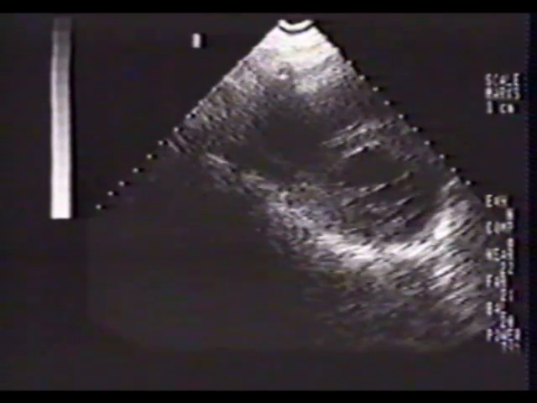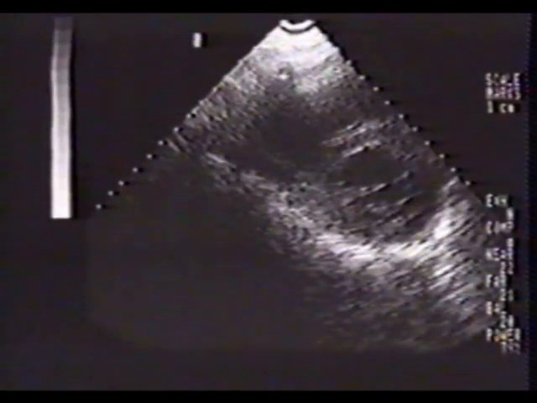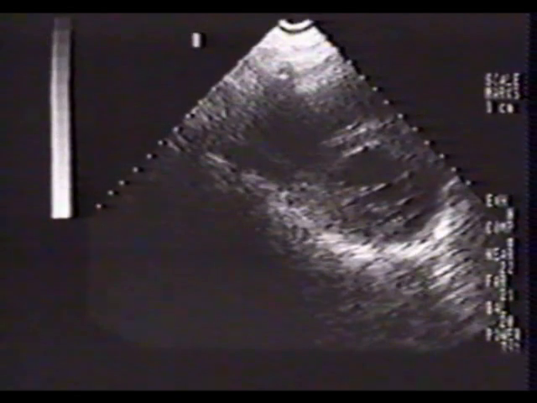It is important to recognize RV infarcts since they can cause hypotension, and therapy involves infusion of saline, which is opposite of the therapy for cardiogenic shock secondary to LV failure.